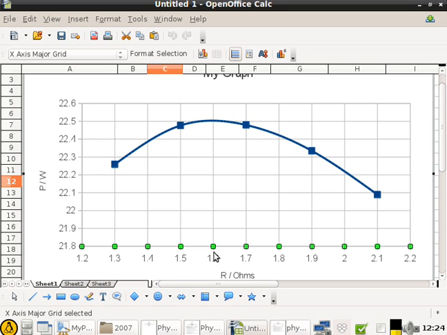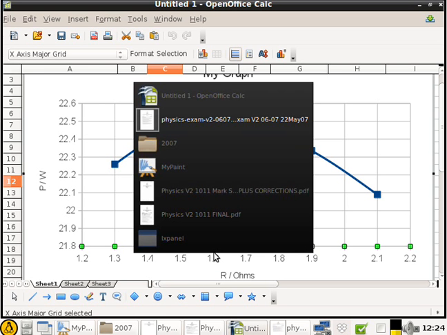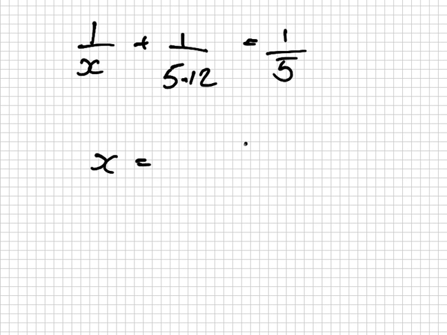Now the last one is what value of resistor should be connected in parallel with a 5.12 resistor so that the combination is 5. In other words, how do you add 2 resistors together to make a 5 if one of them is a 5.12? So you have to use the formula for combining the resistors. Are they in series or parallel? Parallel. So it's 1 over x plus 1 over 5.12 equals 1 over 5. So then x would equal 1 over 5 minus 1 over 5.12. What's x, please?